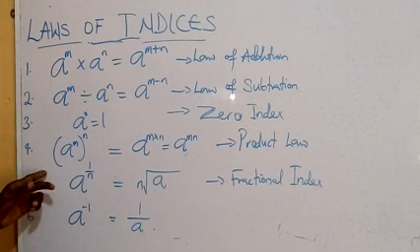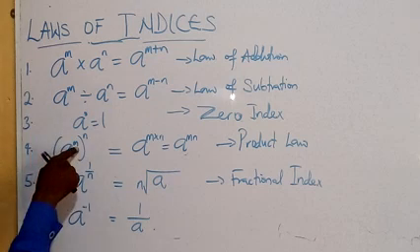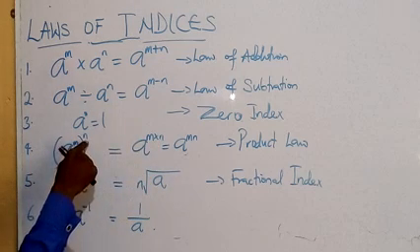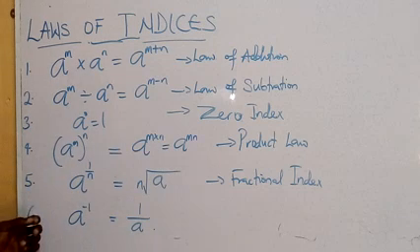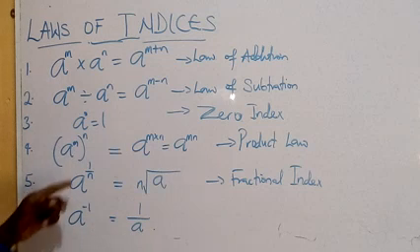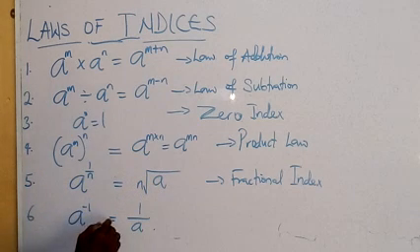The fourth one: open bracket a power m close bracket, all power n. It means that you multiply the power of a by the power you have outside. So m times n, you have a power mn. That's the product law. Number 5: we have a power of a fraction 1 divided by n, where the n will come, this will change to root. We have the nth root of a. That's the fractional index. And the last one: a raised to power minus 1. So it becomes 1 divided by a.